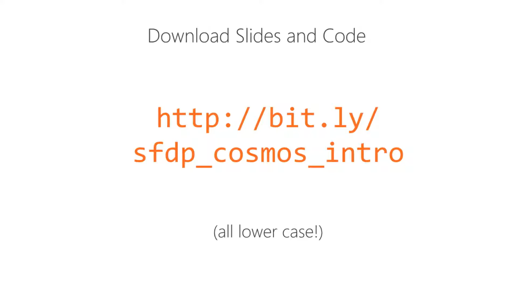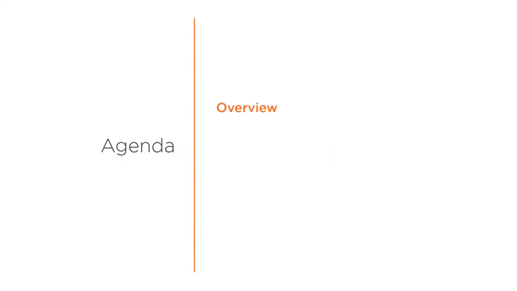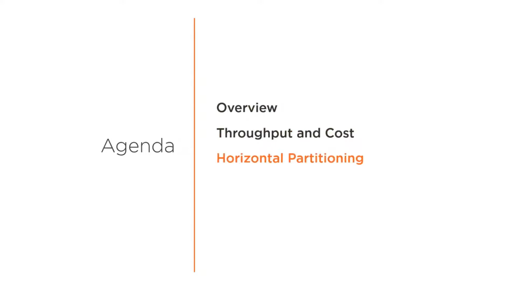This is an introduction, so it's a mix of visual demos in the slides, a couple of live demos, and just a lot of overview coverage. I'm going to break it down into 4 parts: the overview, then we'll talk about throughput and cost, horizontal partitioning, and global distribution.